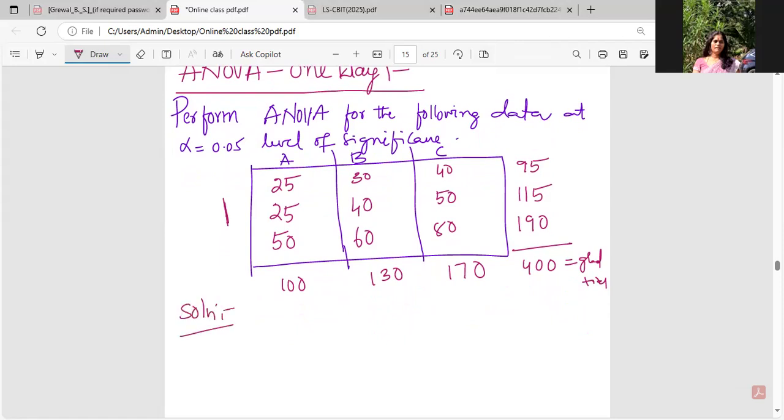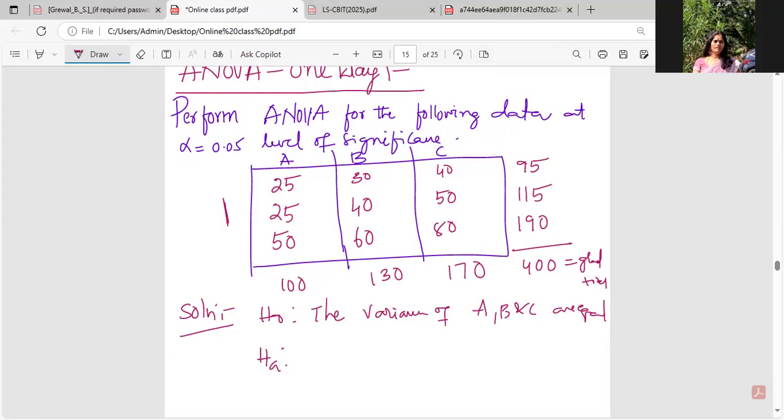First, I will set H naught and HA, that is HA or H1. H naught is analysis of variances, so I will say the variances are equal, depending on the question. The variances of A, B, and C are equal. Okay, HA would be contradicting it.